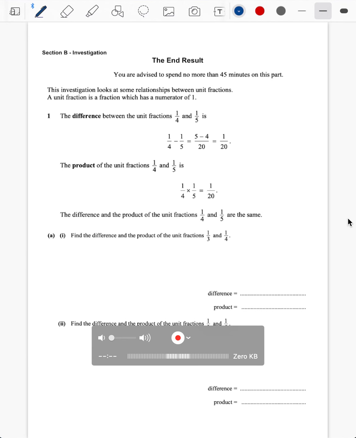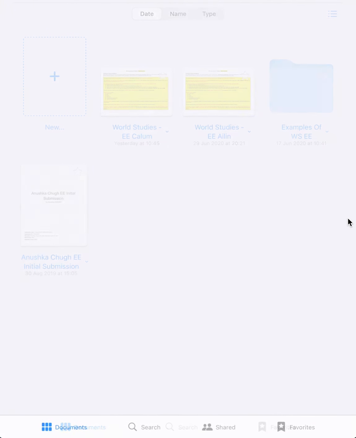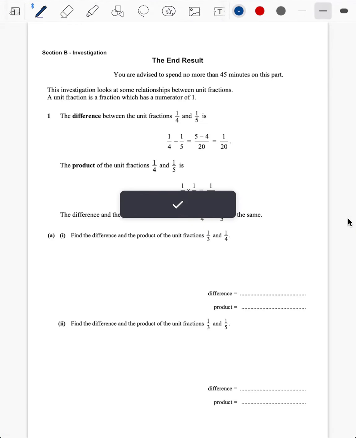Okay, so here is a guided talk through on how an investigation might work. For a lot of you, this will be the first one that you'll have done.